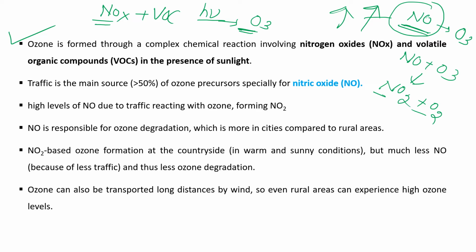But when we see this reaction in the rural area, on the village side, there is a very small amount of traffic, or we can say the number of vehicles is very low compared to the urban area. So there is less NO, so less reaction with the ozone. So less O2 formation, or we can say less disintegration of the ozone. That's why the ozone concentration is retained more in the rural area as compared to the urban area.